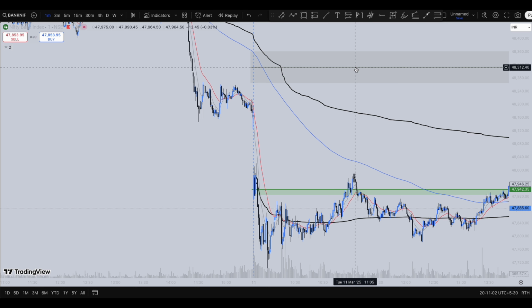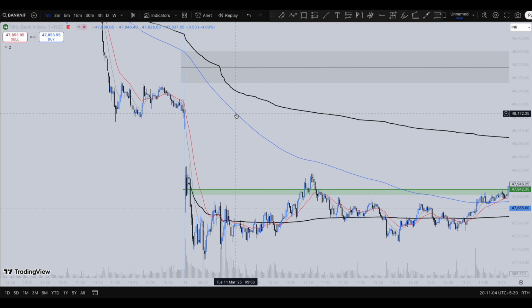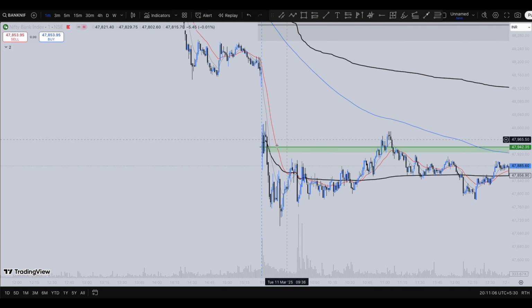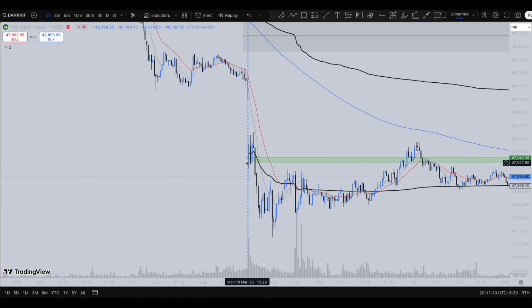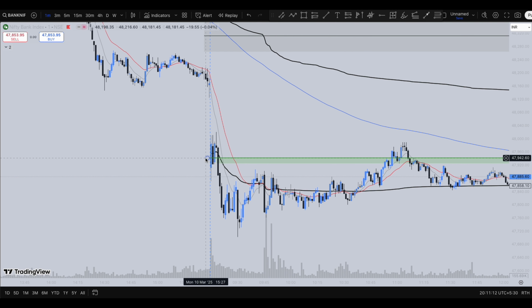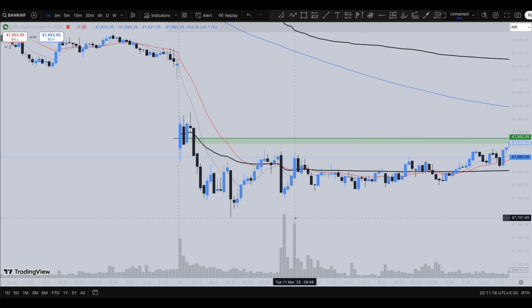And this is the day's pivot levels. This is the 200 moving average. This is the weekly pivot levels. And this green color line is the middle of the first candle. This is the 5-minute zone, the light green color.